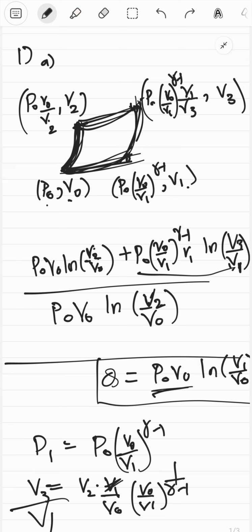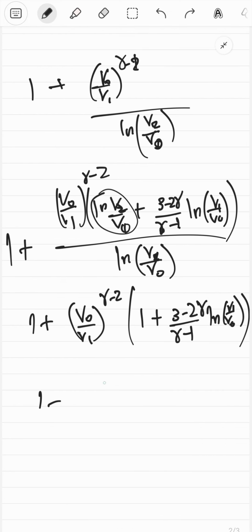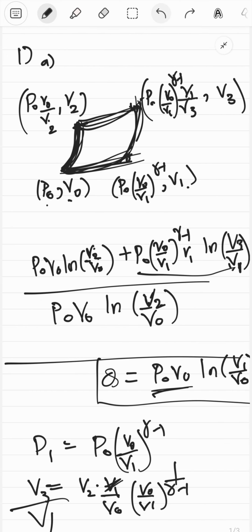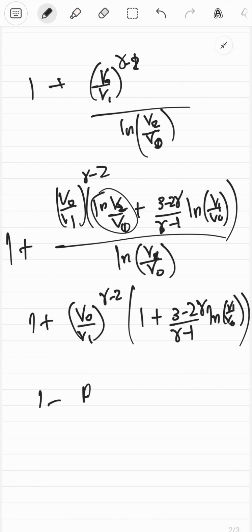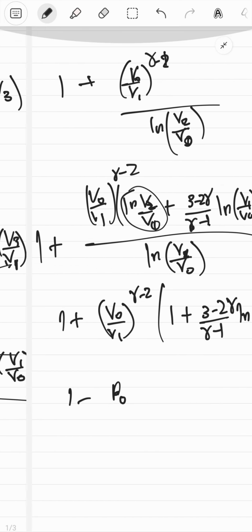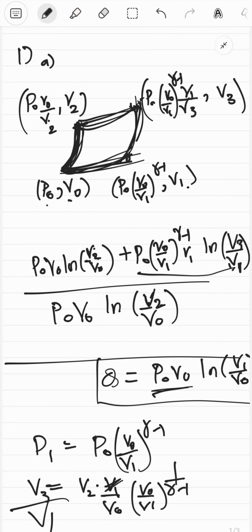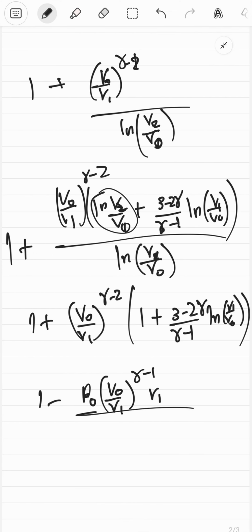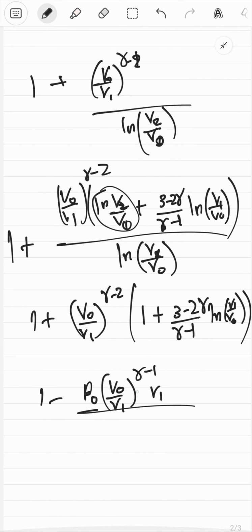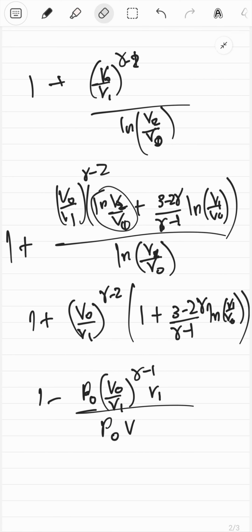Okay, so what's it going to be? So just 1 minus TC. TC is this stuff. So just P naught, and then V naught upon V1, the power of gamma minus 1, and then upon P naught upon V naught. No, okay, it should be the reverse of this. This is the colder one, this is the hotter one, right? So just P naught upon V naught, this cancels, we just get this thing. It's 1 minus this stuff.